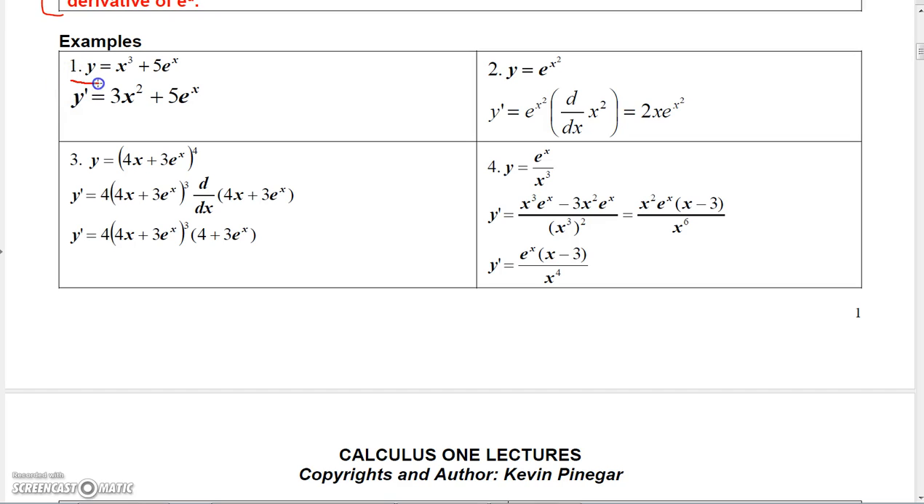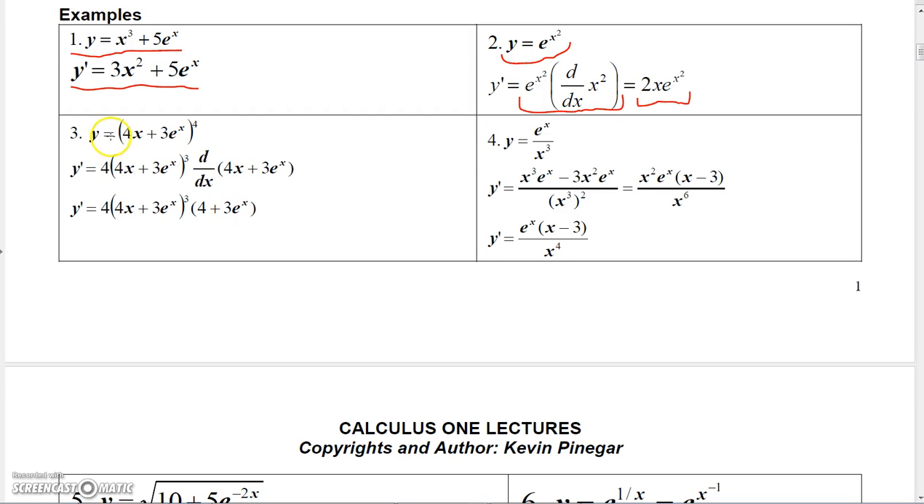Okay, this one's pretty straightforward. It's really basically just like the first one I showed you up there, so you can read that one and see. This one says y equals e to the x squared. So if we apply the e to the u rule to find the derivative, we would have e to the x squared times the derivative of x squared, and the derivative of x squared is just 2x. So the derivative of e to the x squared would just be 2x times e to the x squared.